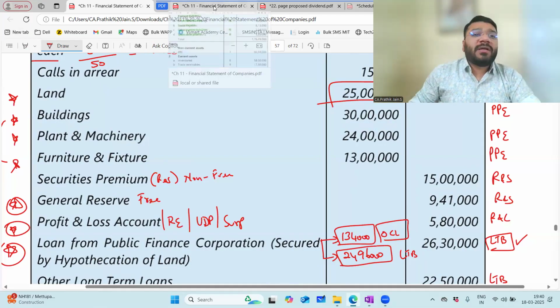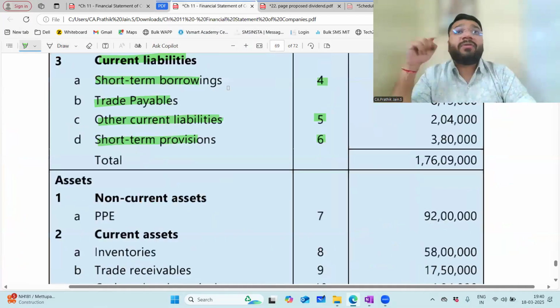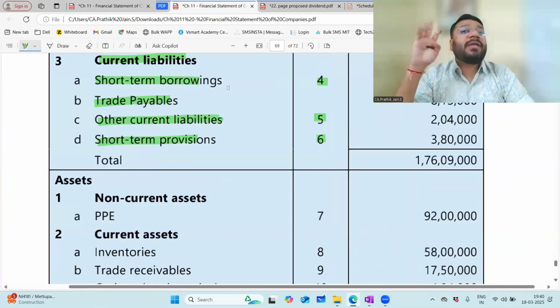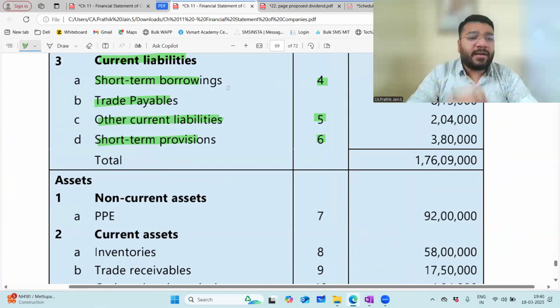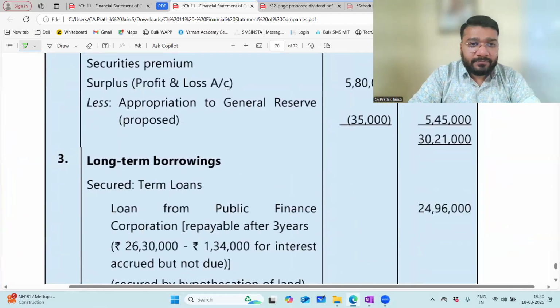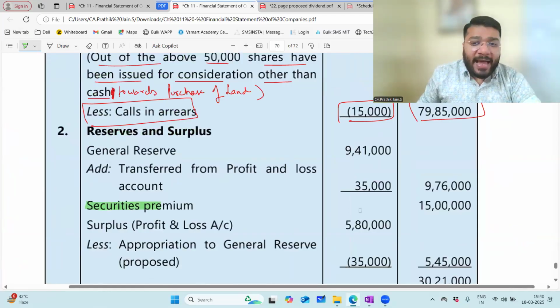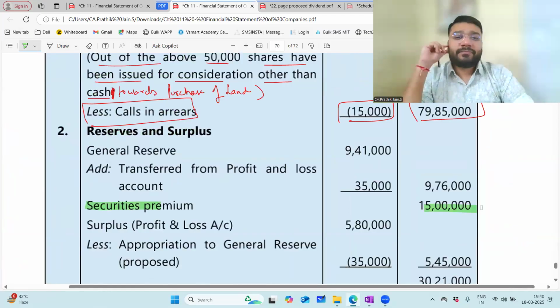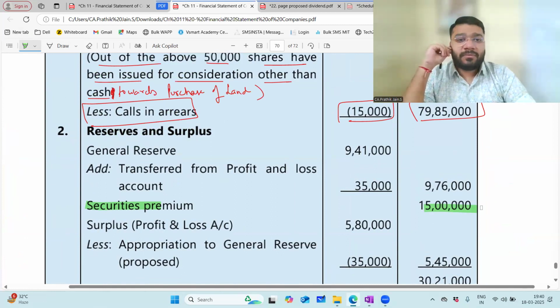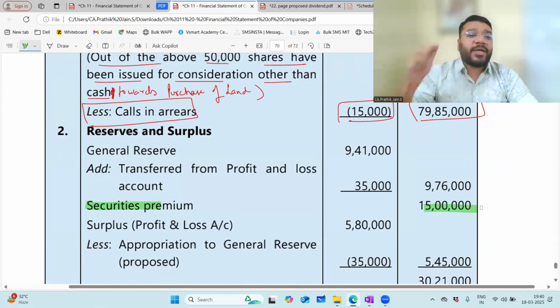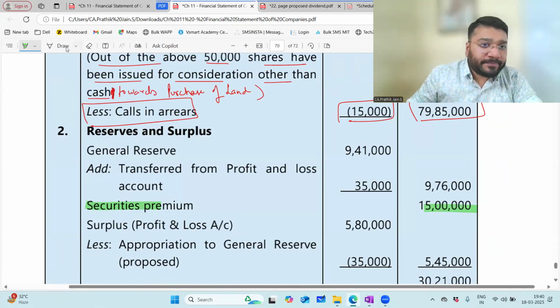Guys, you don't have to give the disclosure of free or non-free reserve. Free and non-free, which I gave in the balance sheet only for our understanding. In Schedule 3, you need not give this is free and this is non-free. Just write under reserves and surplus. So first item that we'll record is securities premium, directly 15 lakh in the outer column.